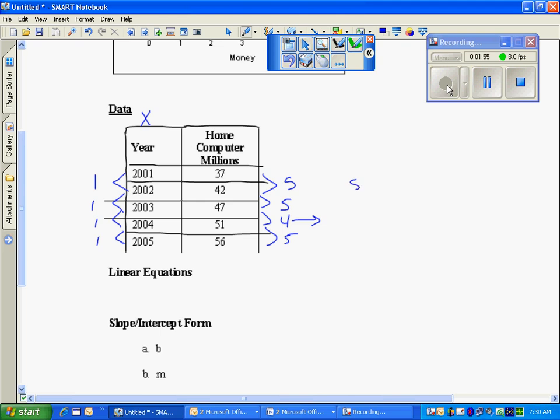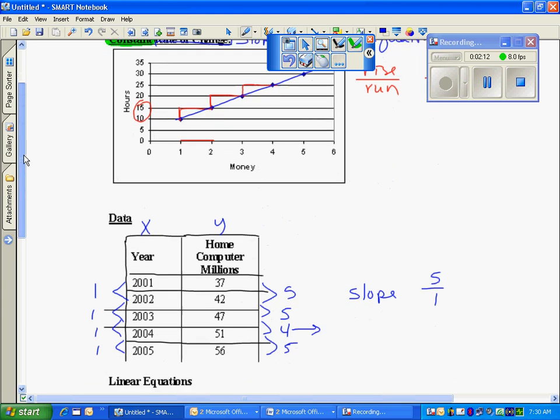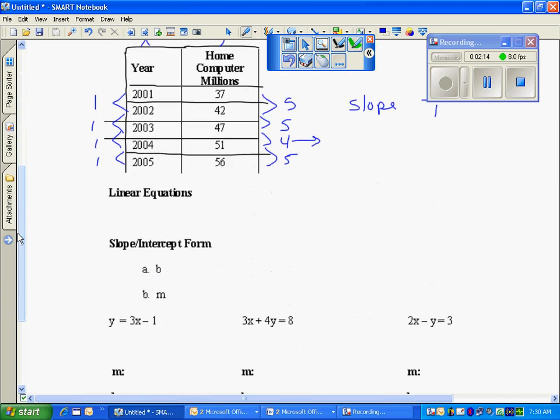So my slope, remember home computers is Y, is change in Y, which was 5, over change in X. So this too has a slope of 1. So we're looking for this constant rate of change. If I was to graph it, I would be able to form a line. Lines have equations, and we're going to look at the general equation of a line. It is going to be of a particular form. The form looks like this.